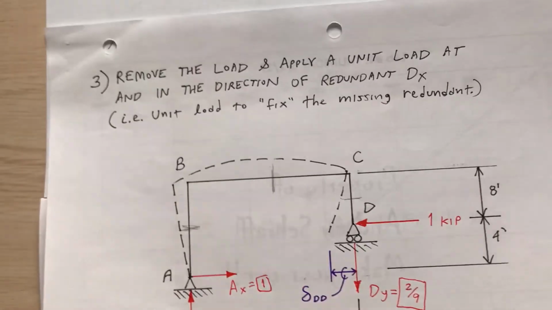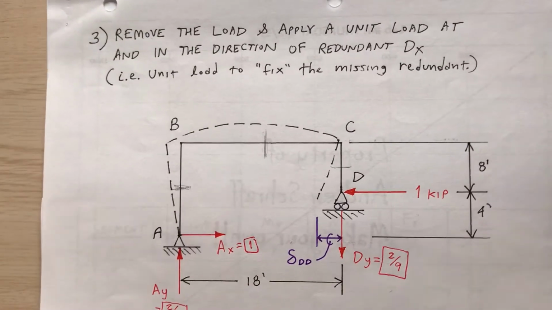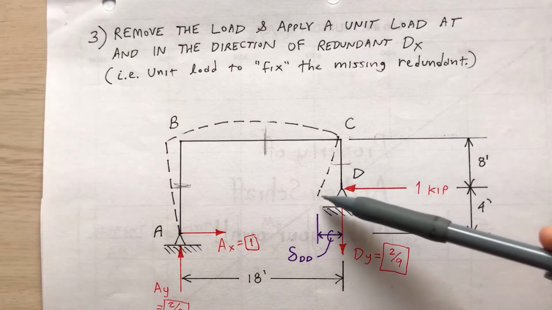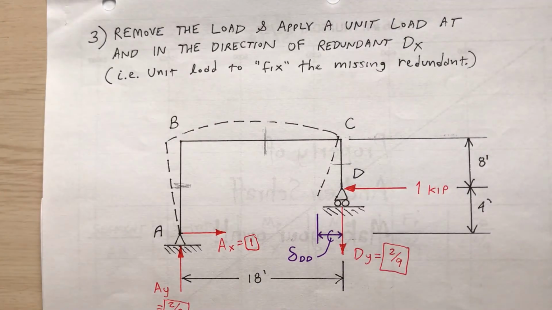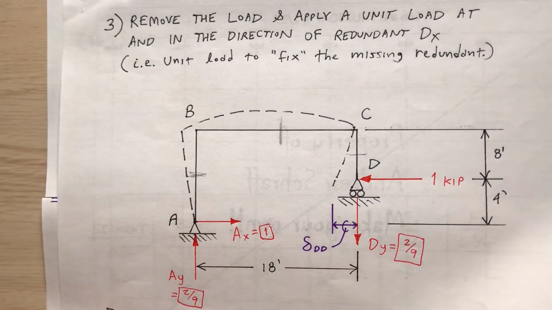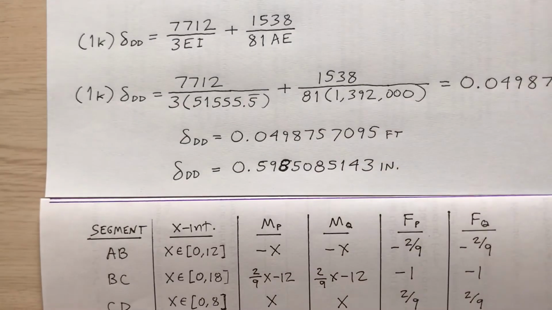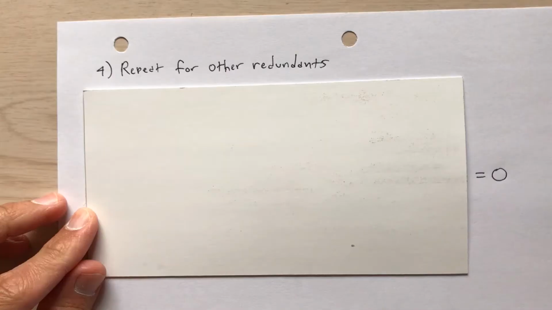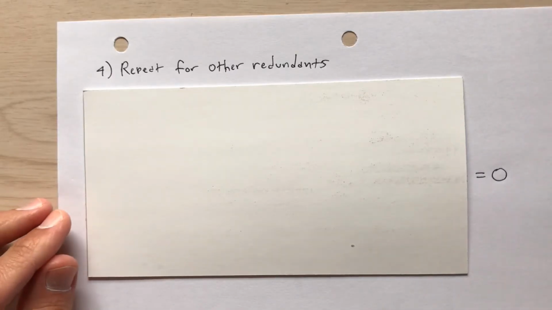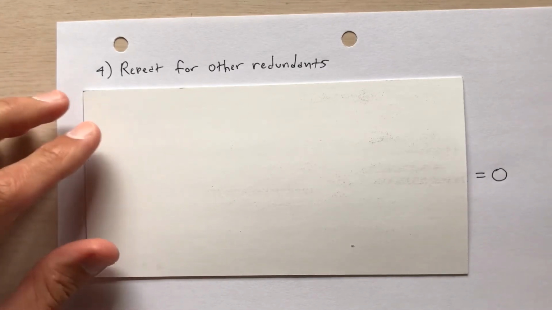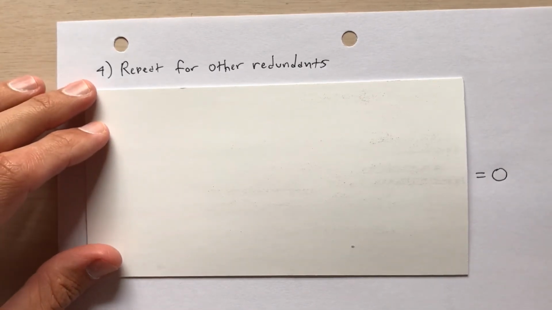Remember this? This was step 3. Okay, so the delta sub dd represents this displacement. How does that look? Okay, so what do I do with this? What good does that do me? And now step 4 is to repeat this procedure if I have other redundants, which I do not in this case. So I had only one redundant.